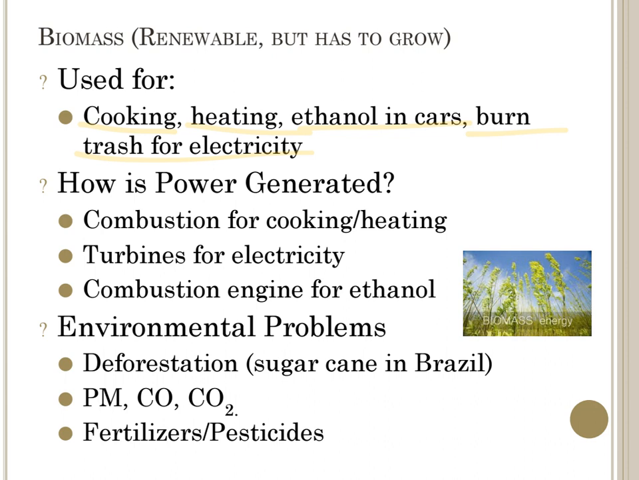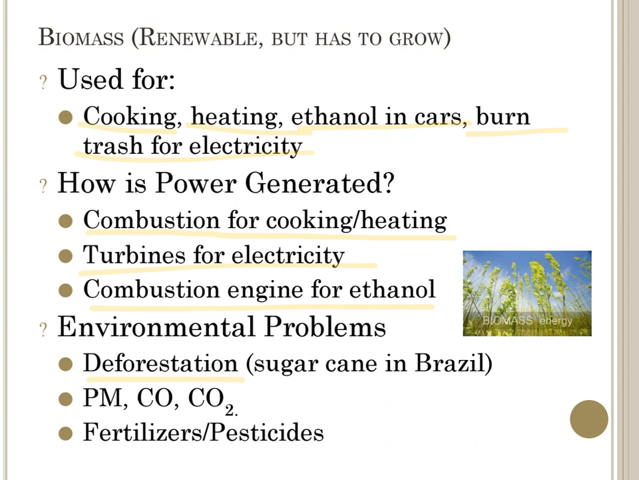So how is power generated? Combustion, we light it on fire for cooking and heating with wood or other plant products. Turbines for electricity, if we're going to burn trash, we're just going to burn that like instead of coal. And then combustion engine for ethanol. Our problems with biomass is that it can cause deforestation in places.